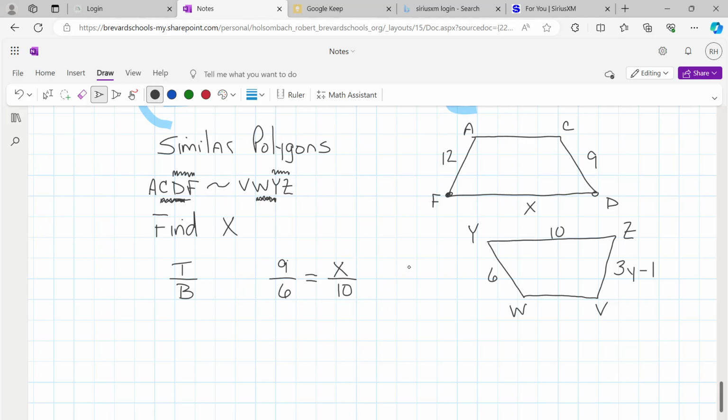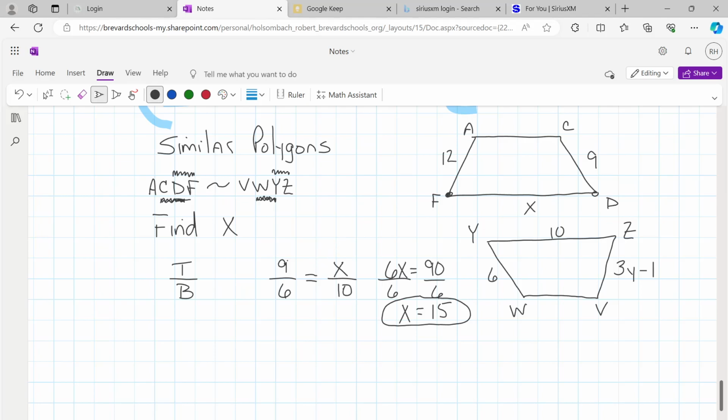So we're going to take 6 times x, which is 6x, and set it equal to 9 times 10, which is 90. We're going to divide both sides by 6, and our x is equal to 90 divided by 6, 15. Everybody see it? We used the similarity statement to determine which sides correspond, wrote a proportion, and then we solved our proportion.